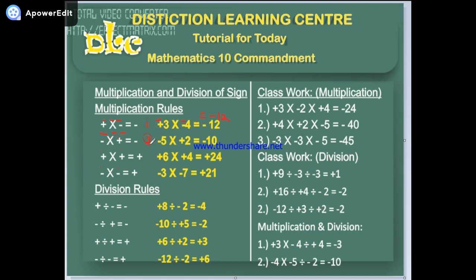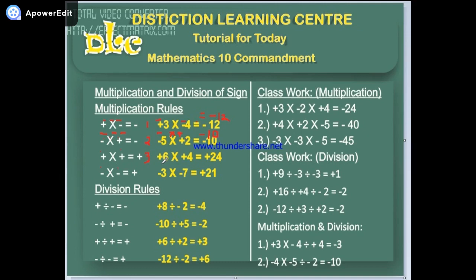Now let's move to example 2. Now this is example 2, which is what? Minus 5 times plus 2. Now, what are we going to do there? We just say minus times plus here, which is minus, and 5 times 2, which is 10. So that means our answer is what? Minus 10.